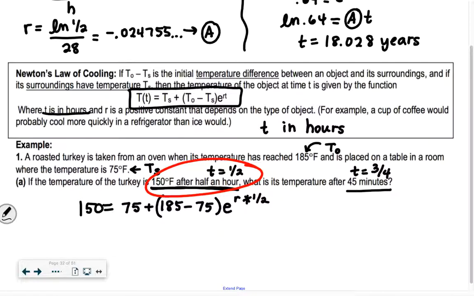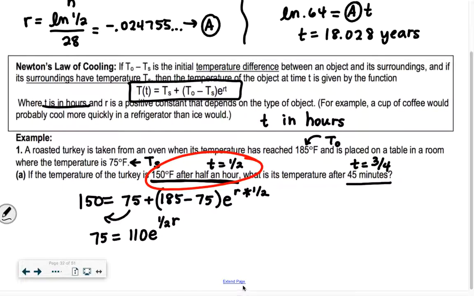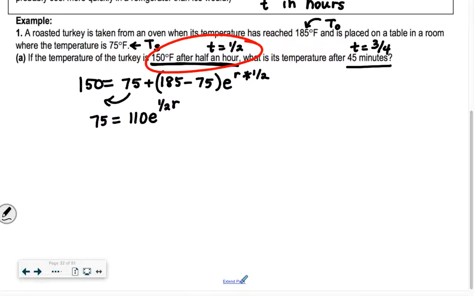Okay, are we ready to do this? What do you think my first step is going to be? Yeah, subtract the 75 over. I get 75. I know that's confusing. You love when I do that. Okay, what about the 185 minus 75? That's going to be 110, e to the 1/2 r. I divide by 110. So I get 75 divided by 110 equals e to the 1/2 r.